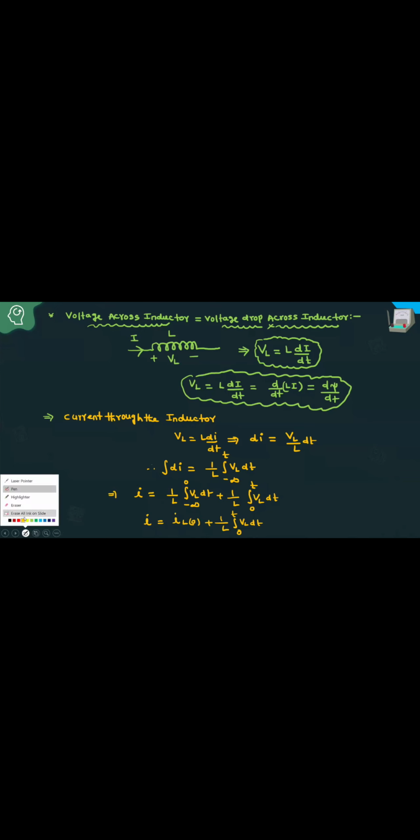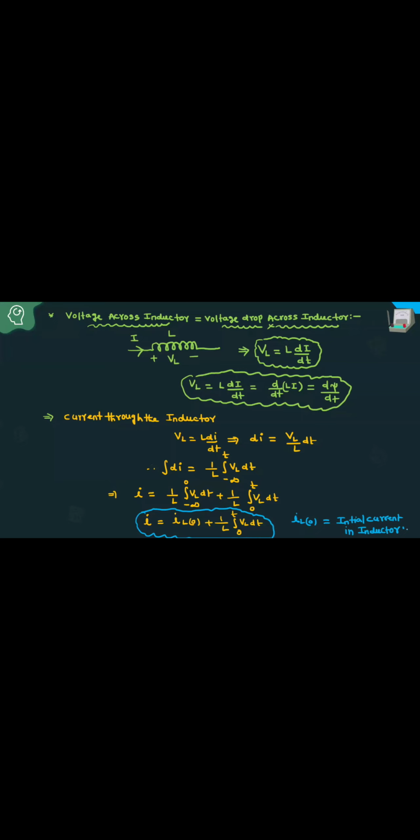This is also very important. If initial current in the inductor is given, you have to take this one, where IL of 0 equal to the initial current in the inductor.